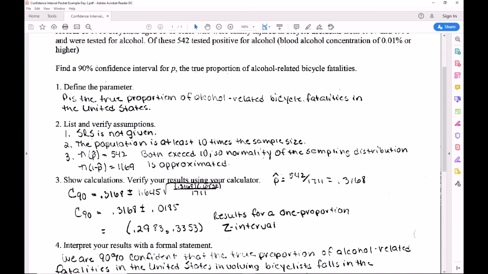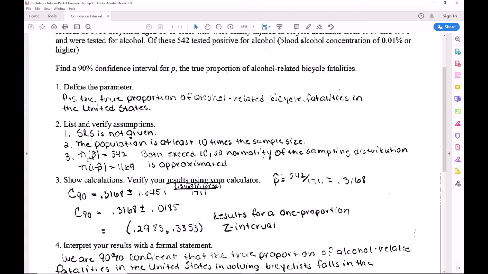So you can write here that you're not happy with that. Just say the population may not be at least 10 times the sample size. The point is that we have at least one violation of assumptions. Maybe there's two.